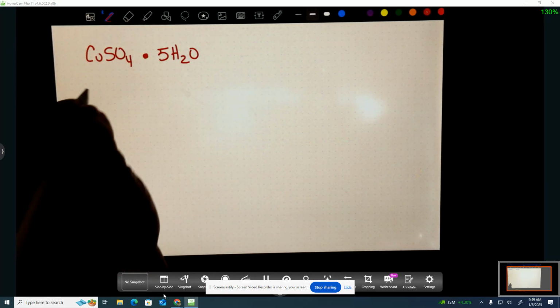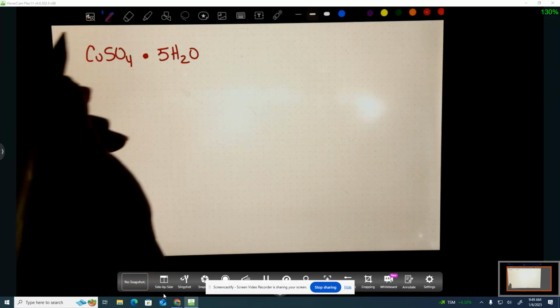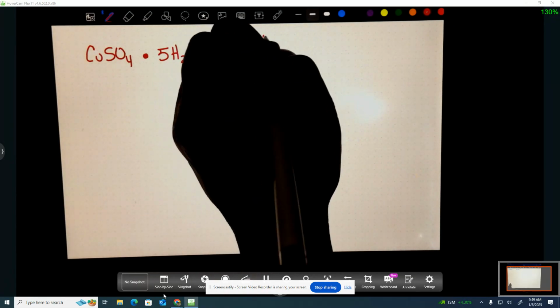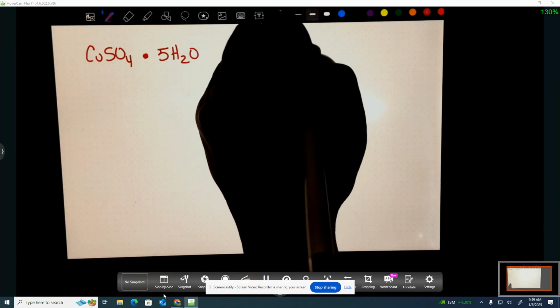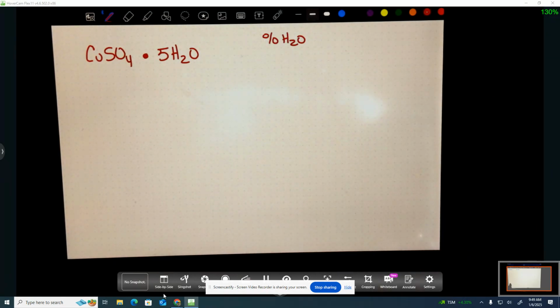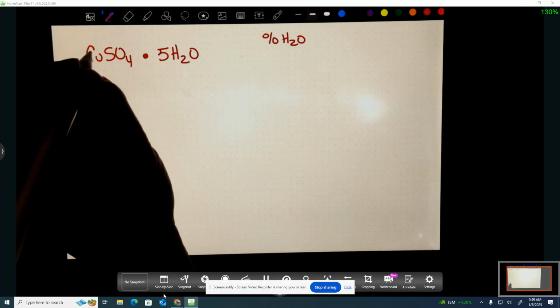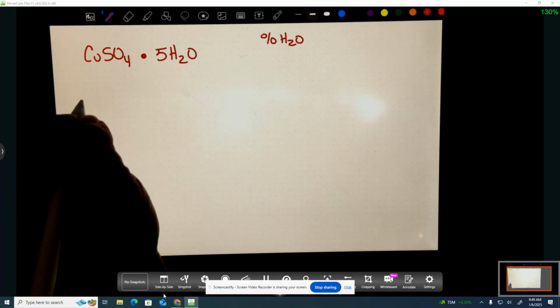So now we've got CuSO4, copper 2 sulfate, dot 5 H2Os. Let's find the entire mass of this whole thing. Because ultimately, what we want to do is find the percent of water in the copper 2 sulfate pentahydrate. How much water is in this thing? So let's figure out how much the copper 2 sulfate weighs.